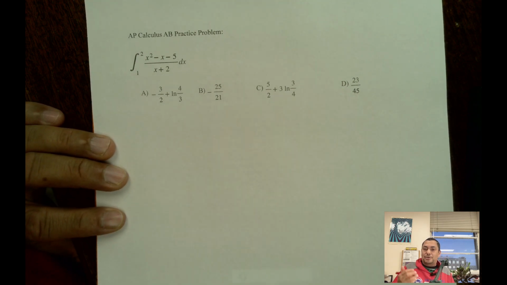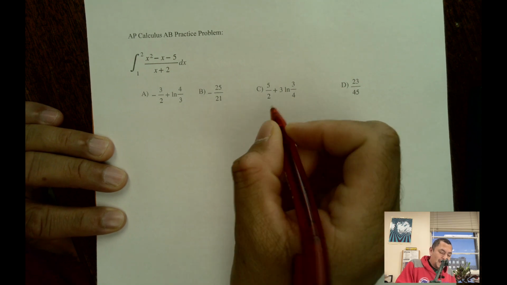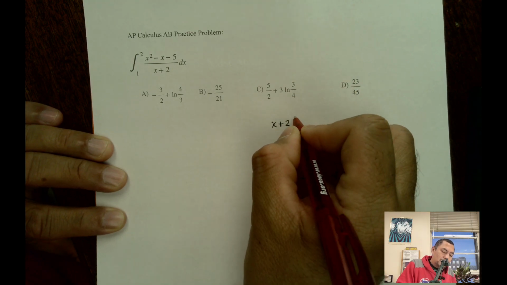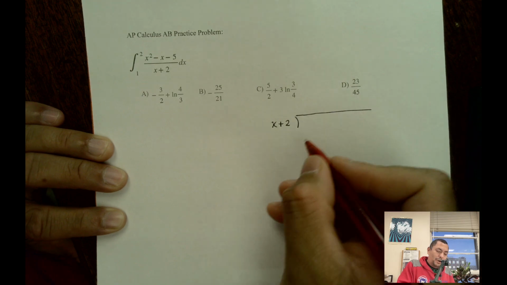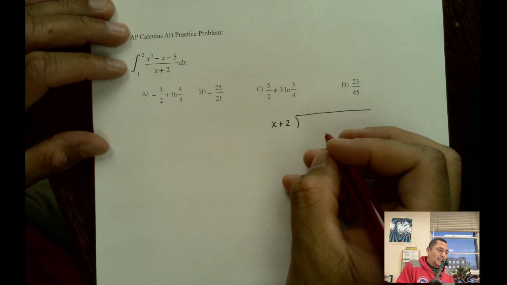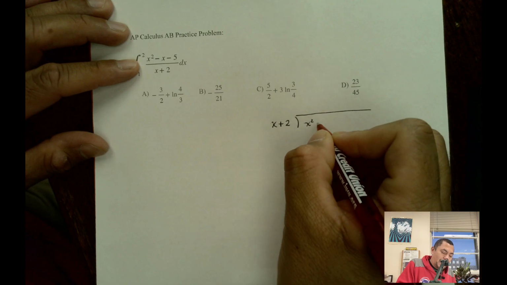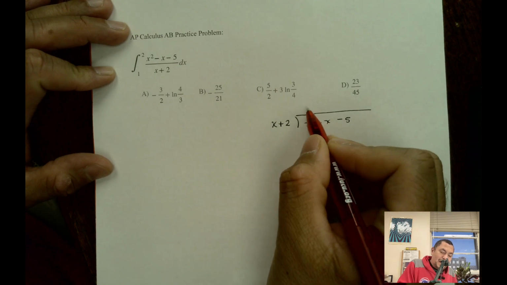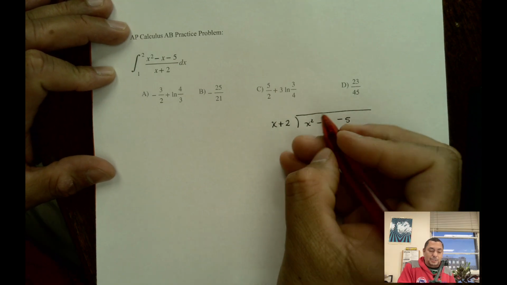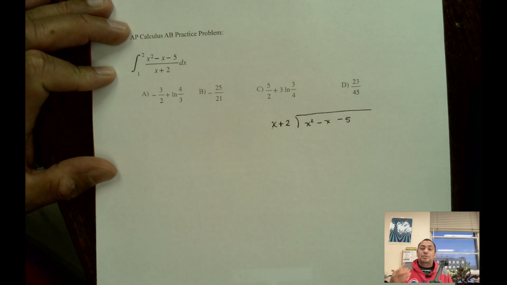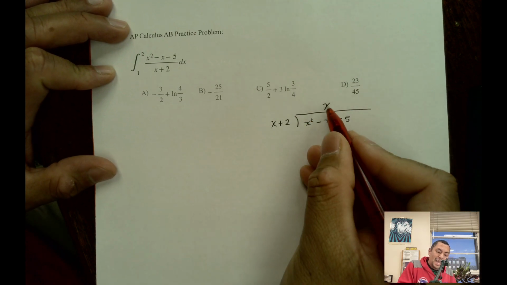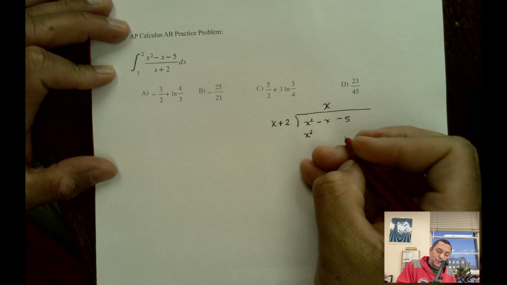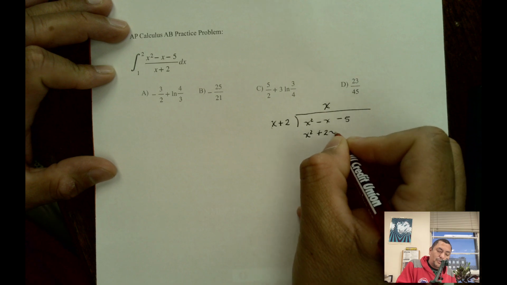The part that we see in pre-calculus, for example: the denominator is your divisor, so that's your x plus 2. The first thing you're going to do is write that divisor over, and then we're going to divide with the dividend, which is the numerator, x squared minus x minus 5. I need an expression that multiplies by x to give me x squared. That one is just x, right? x times x is x squared, and x times 2 is 2x.